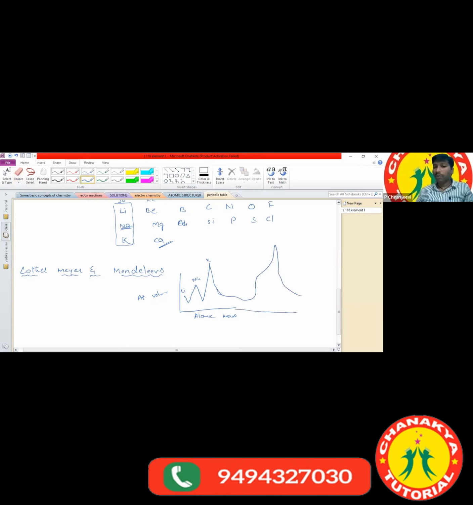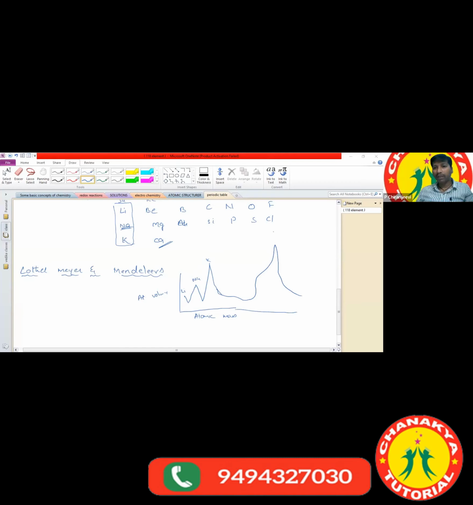Now, based on this, he has drawn some conclusions. What conclusions have they drawn here? All alkali metals are placed at peaks of the curve. What is meant by alkali metals, which we can call alkali metals? Any one of you?